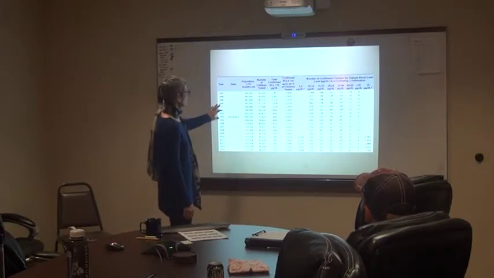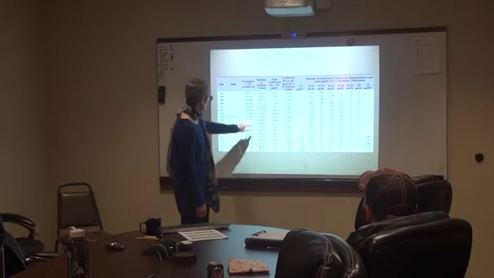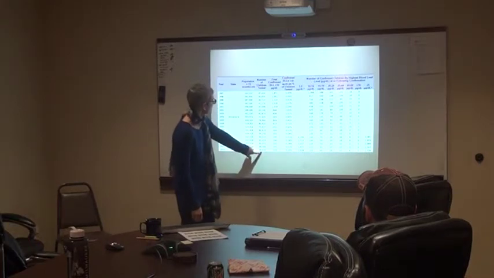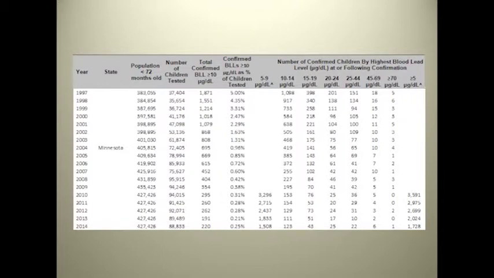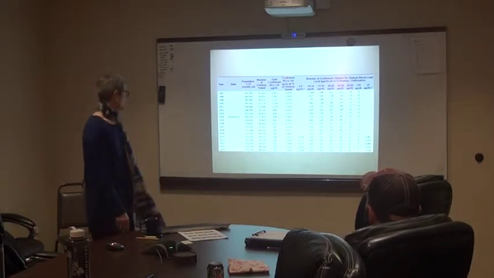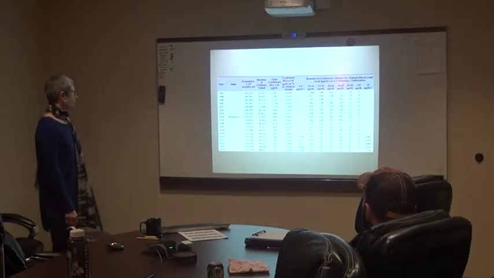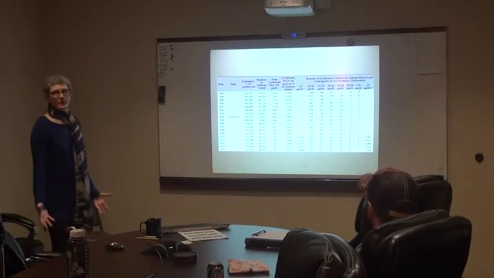Now, this one I think I put up because it was looking at the levels. This is Minnesota. So the population less than 72 months old, so these are kids. The number of kids tested, the total confirmed, and the percentage. So from 5% of kids tested with blood lead levels greater than 10 micrograms per liter, to a quarter of a percent. So yes, we're not getting trivial.